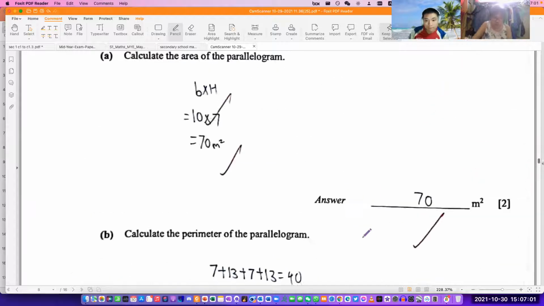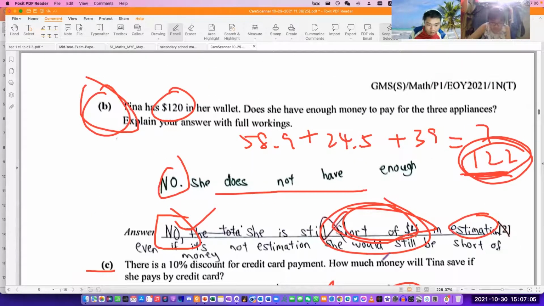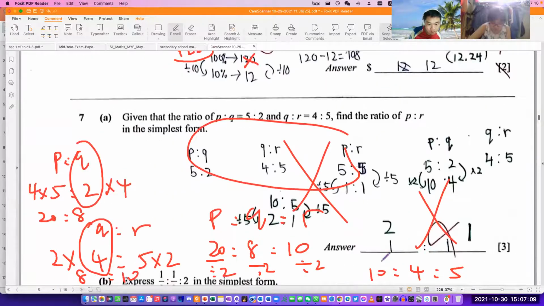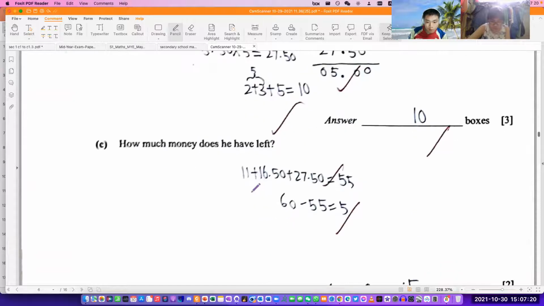So for paper 1, seems like this is the major issue. Ratio simplification. Okay? Ratio simplification is an issue. The rest is all okay.